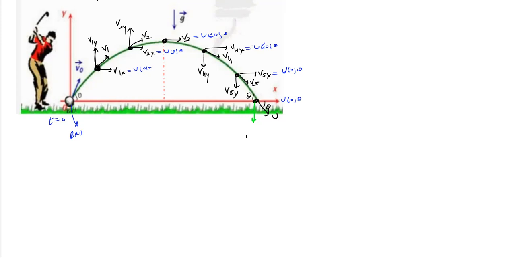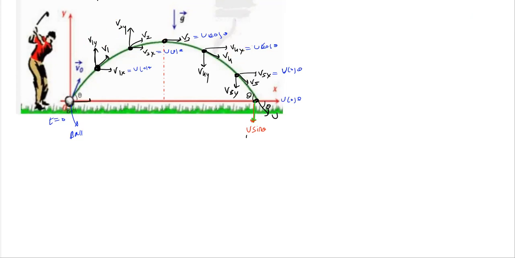I'll choose some other color. u sin theta. So which component of velocity will be changing? The vertical component. So this will keep on decreasing as the ball ascends. It will keep on decreasing till the highest point. Here it will become 0.